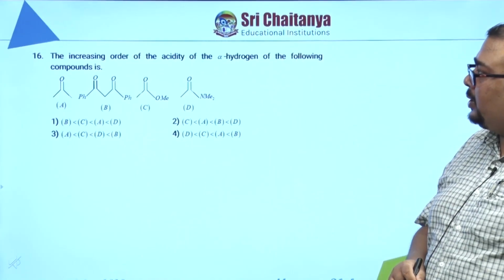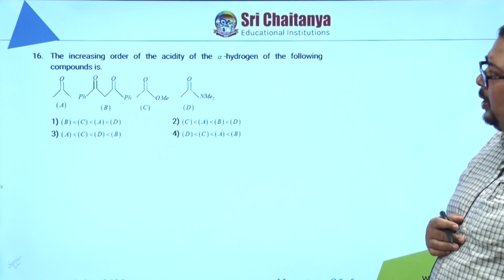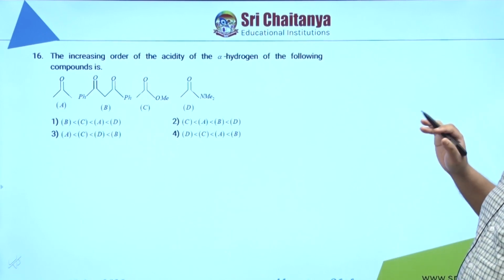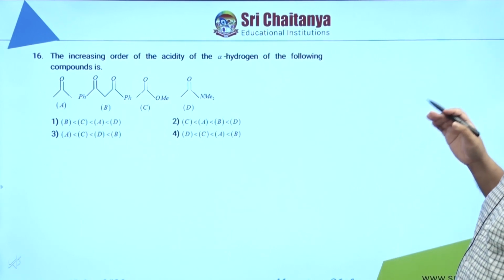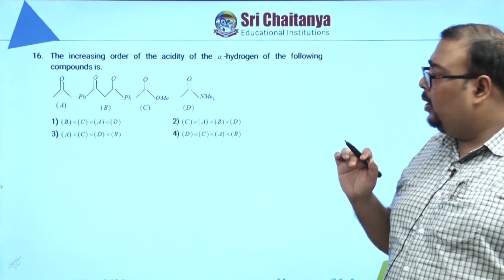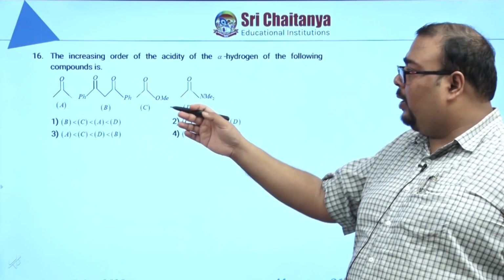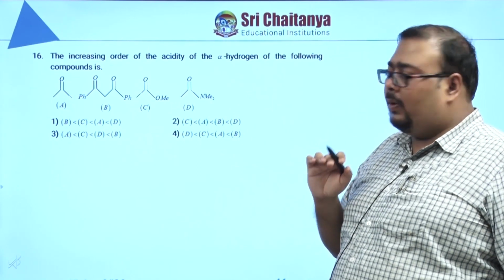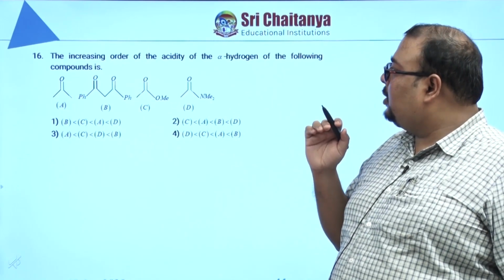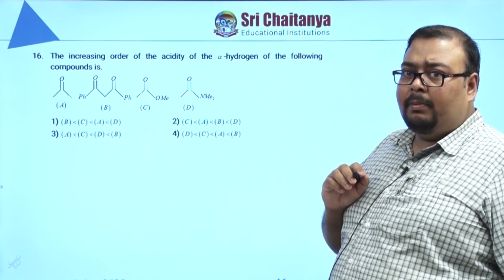Next is question number 16. Question number 16 is asking the increasing order of acidity of alpha hydrogen of the following compounds. Now you see we are given 4 keto forms and we have to decide in which case the acidity of alpha hydrogen will be maximum.